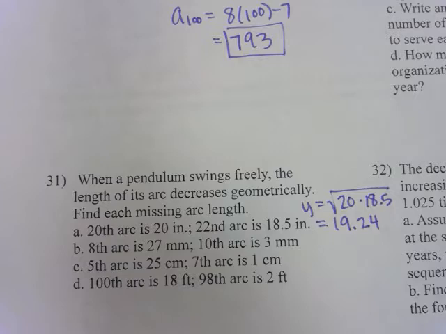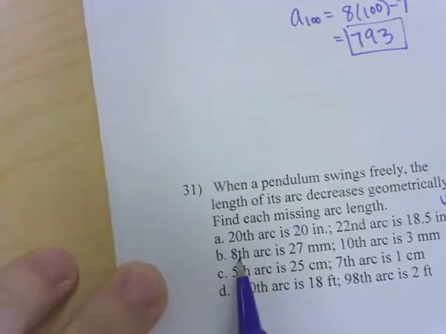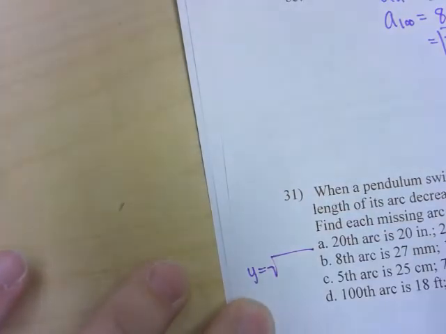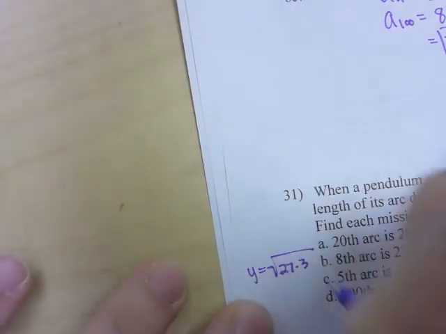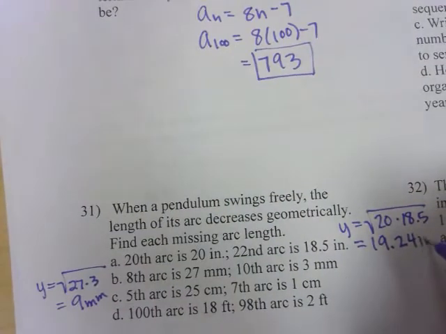Part B, the 8th arc is 27 millimeters. The 10th arc is 3. So I'll do that out here. Again, geometric mean because they're almost consecutive. There's one missing in the middle. So y equals the square root of 27 times 3, which gives you 9. And this part A was inches.